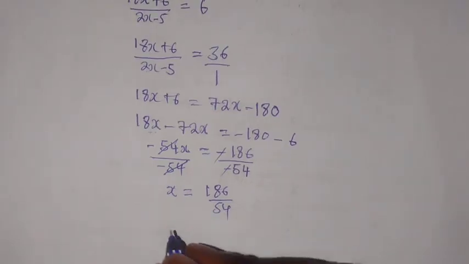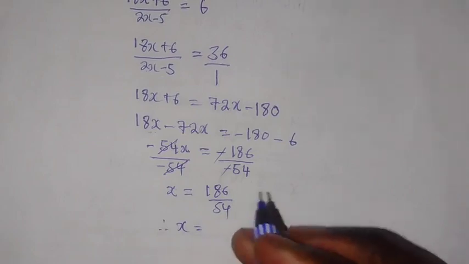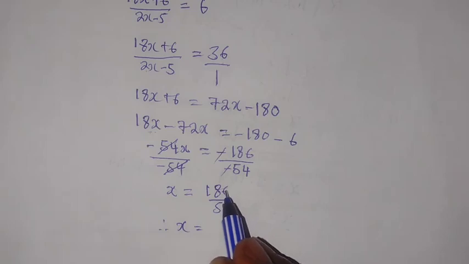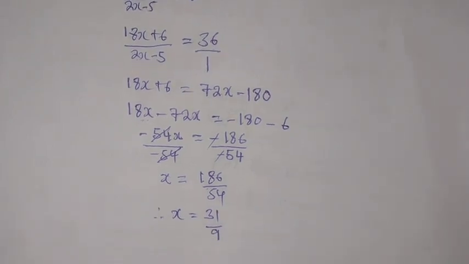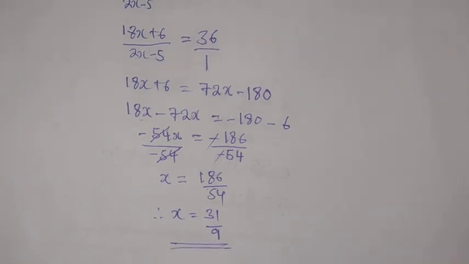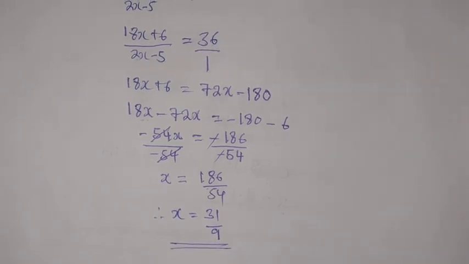Now we can just simplify. We write therefore x is equal to, so using the highest common factor of 186 and 54, we can divide. Once we reduce this, we are going to get 31 over 9. So the value of x is equal to 31 divided by 9. Remember, this is additional mathematics paper 2. You are entitled to use a calculator there. So that is our correct answer.